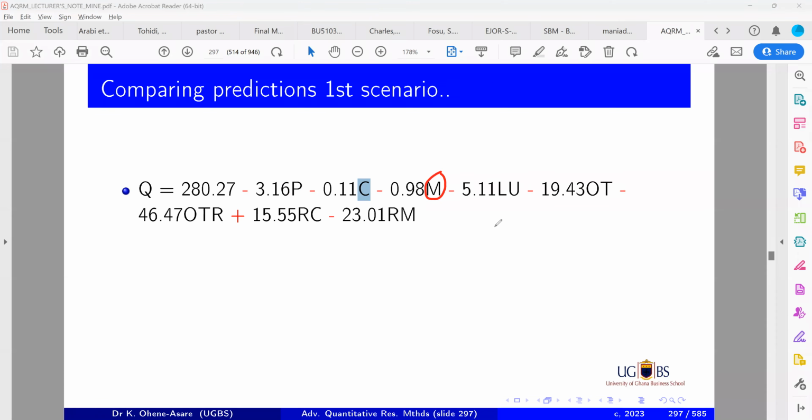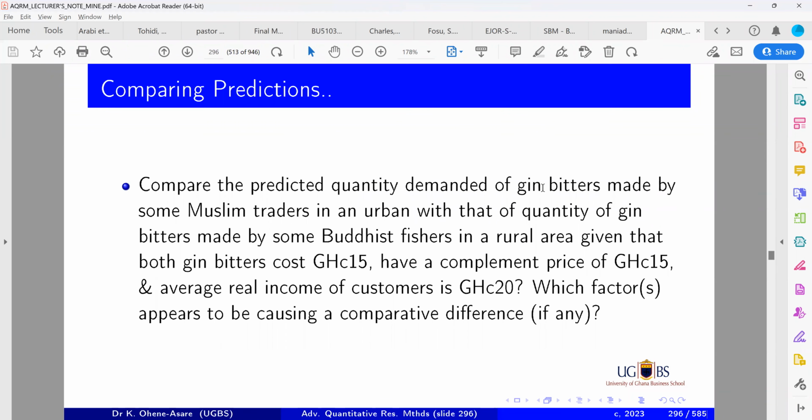You have the income here, the location urban, occupation teaching, occupation trading, religion Christian, religion Muslim. You have all of them there. So you have your regression. Now the question says this: compare the predicted quantity demanded of gene bitters that was made by some Muslim traders in an urban town. So let's look at it. They are Muslim traders and they are in an urban town. Remember that the price is 15, complement price is 15, and the average income is 20. So no big deal. This must be replaced.